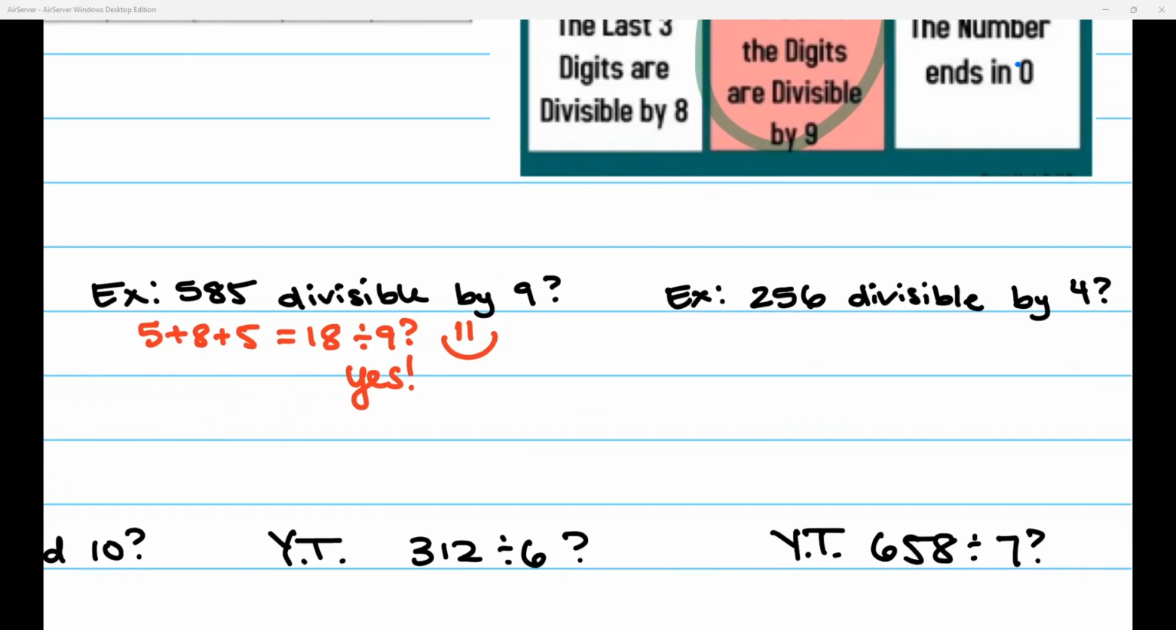Is 256 divisible by 4? Well, what we do is we check the last 2 numbers. The last 2 numbers are 56. Is 56 divisible by 4? And again, this is where you have to hopefully remember some of this stuff. All the way up to 100, yes, 56 is divisible by 4. Therefore, 256 is divisible by 4.